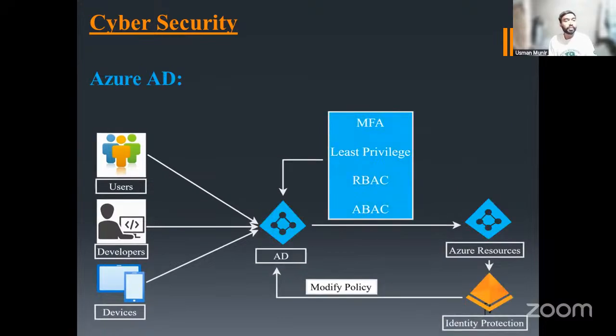Other is Azure Active Directory. Azure Active Directory Identity Protection is used to help with multi-factor authentication, least privilege or role-based access control, and attribute-based access control. Through the Azure resources and Identity Protection, we modify policies, then again multi-factor authentication or any misconduct. Key features of Identity Protection in Azure Active Directory are risk detection, risk scoring, and automated responses.